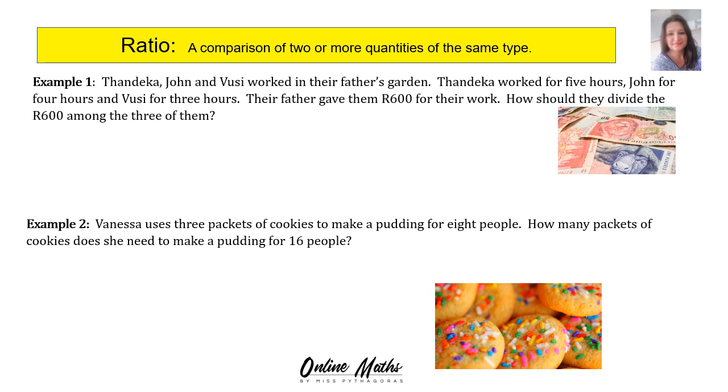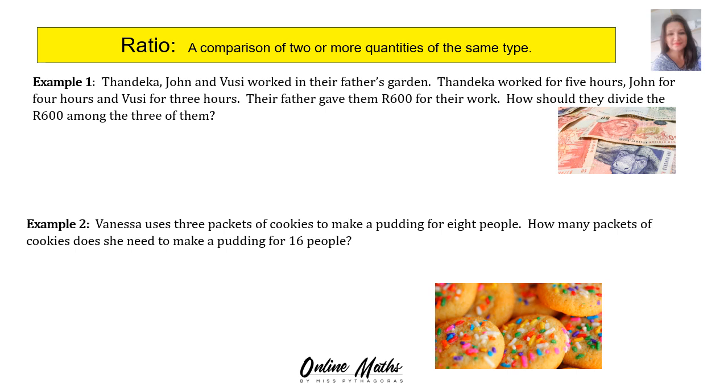Example 1. Tandeka, John and Vusi worked in their father's garden. Tandeka worked for 5 hours, John for 4 hours and Vusi for 3 hours. Their father gave them 600 rand for their work. How should they divide the 600 rand among the three of them?